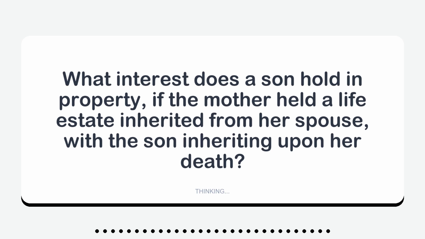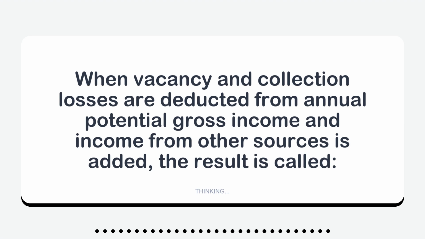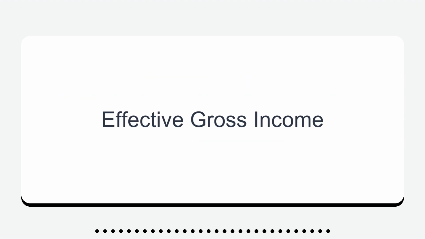What interest does a son hold in property if the mother held a life estate inherited from her spouse, with the son inheriting upon her death? Remainder estate. When vacancy and collection losses are deducted from annual potential gross income and income from other sources is added, the result is called effective gross income.